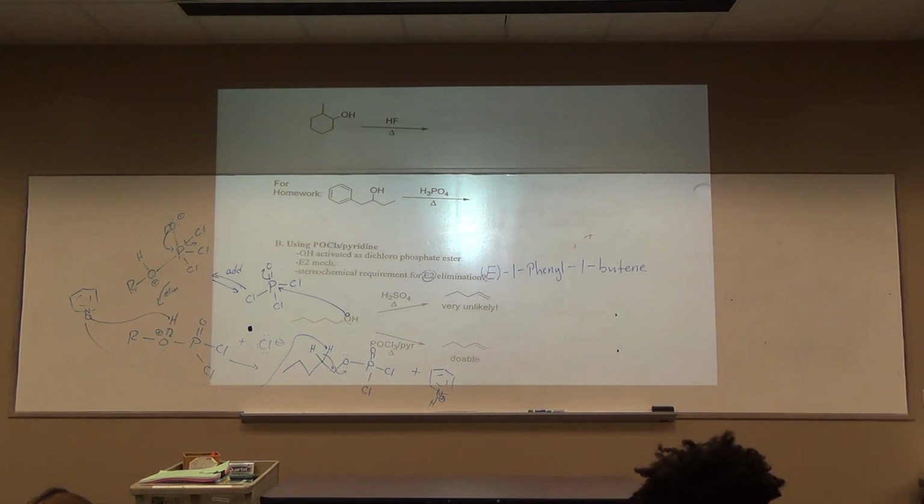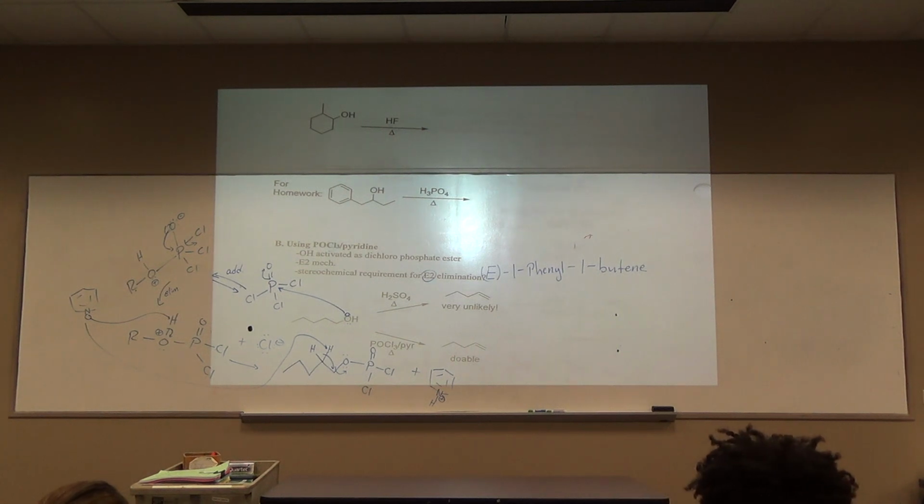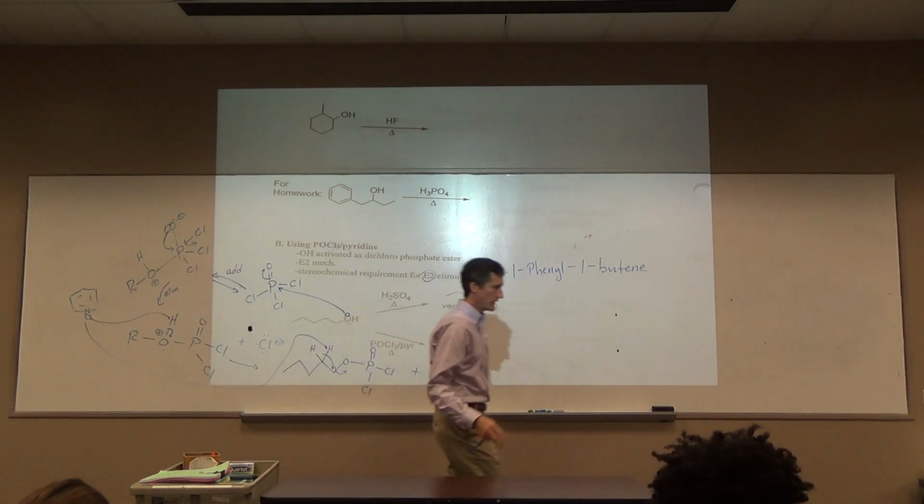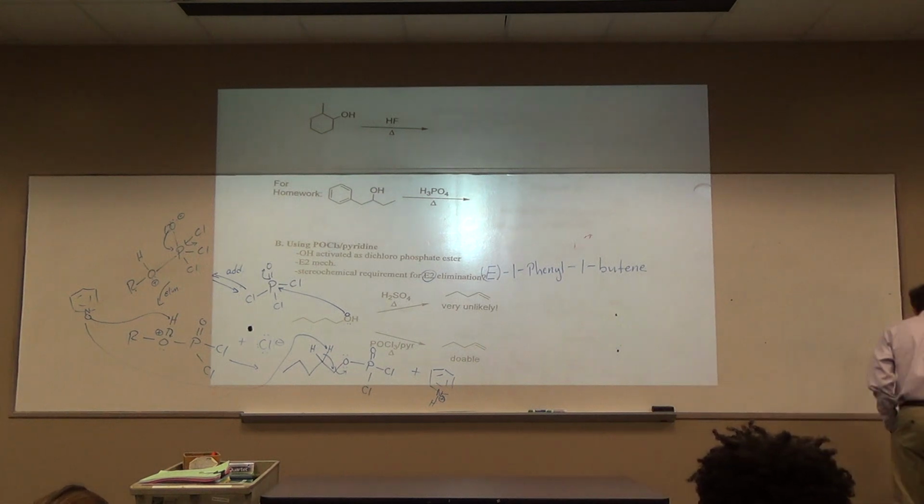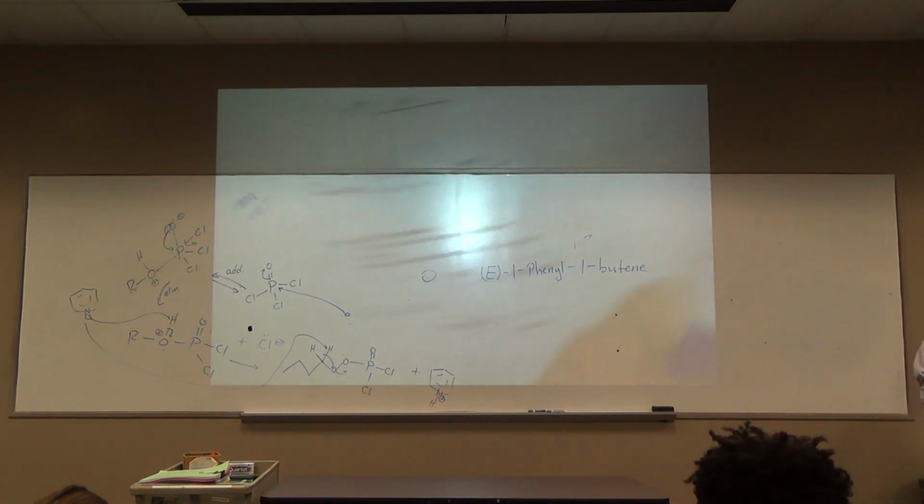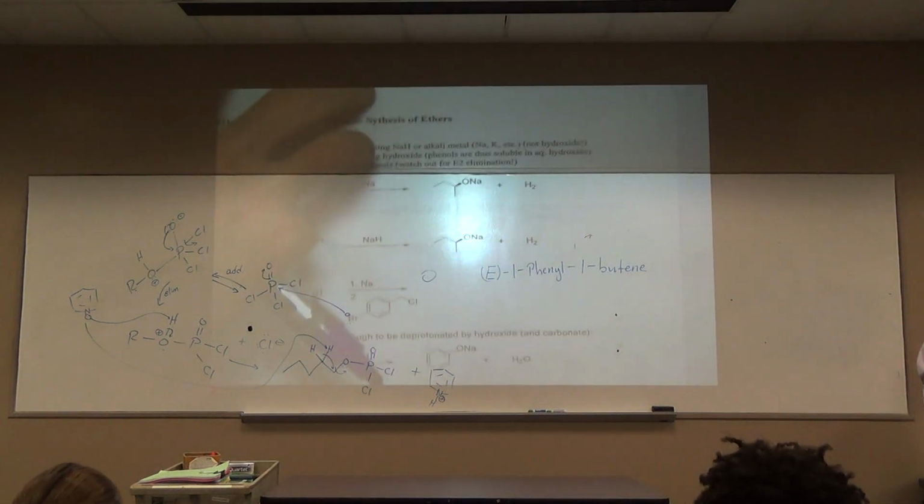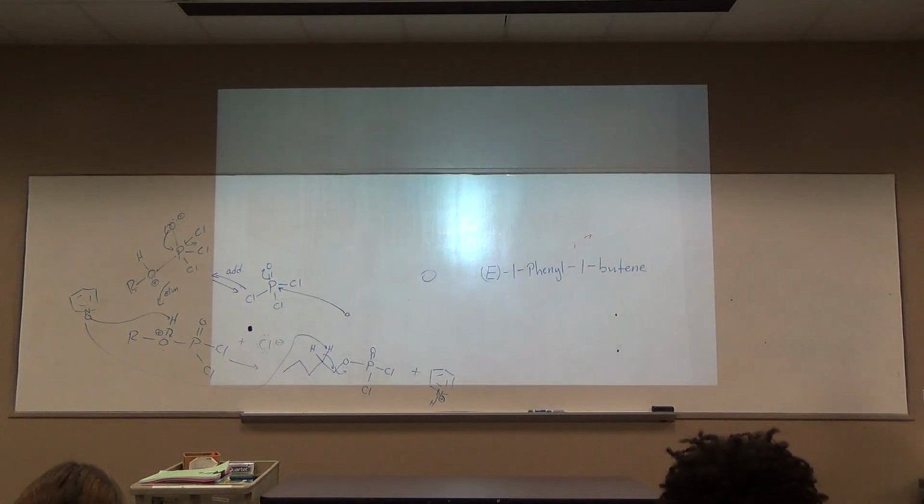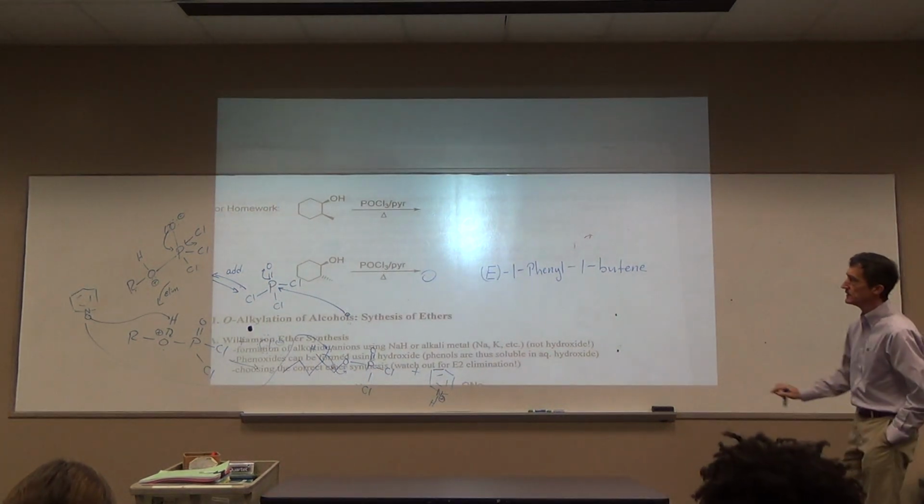Tosyl chloride and pyridine is a method for dehydrating primary alcohols. Tertiary alcohols dehydrate very easily with just sulfuric acid. Secondary is in between. Okay? Reactions over here.